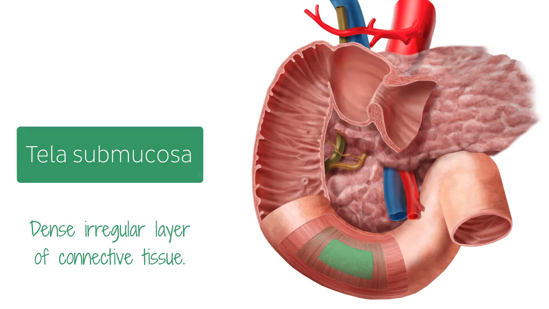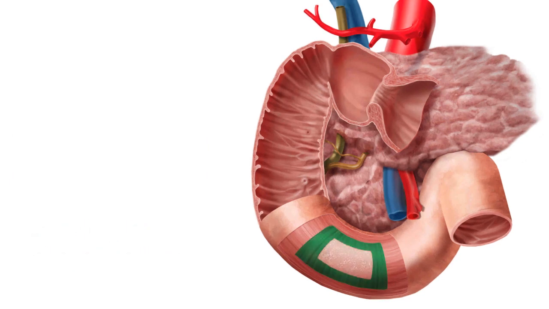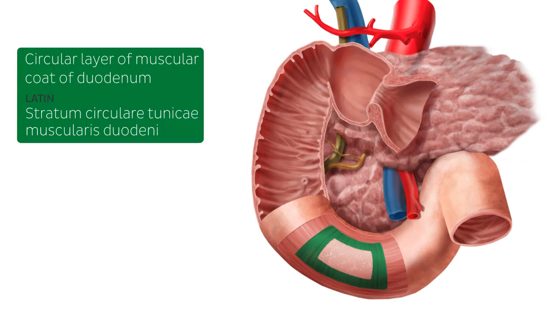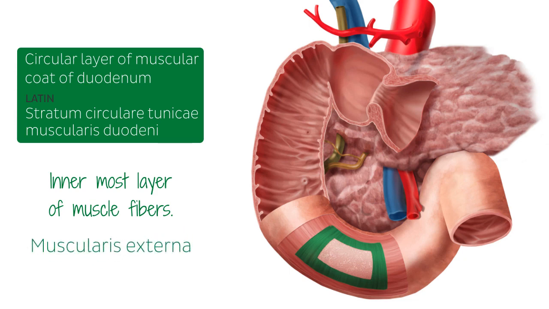Now, the muscular layer, which is the third and final layer of the duodenal wall, consists of a circular layer and also an outer longitudinal layer. The circular muscle layer is the first, or innermost, layer of muscle fibers found in the muscularis externa layer of the gastrointestinal tract. These circularly running muscle fibers are comprised of smooth muscle fibers.